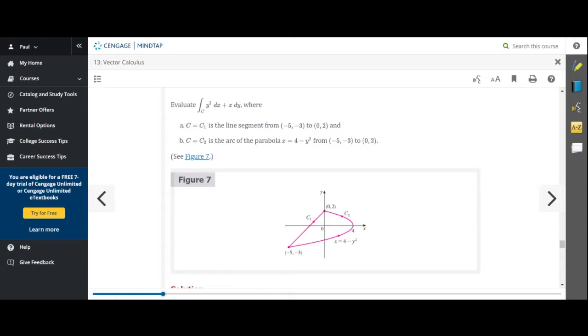Well, what's the independent variable? x equals 4 minus y squared. Is the independent variable the x or the y? Based on the function, x is a function of y, right? For curve C2, x is a function of y. So it seems clear that we would want to let y be the parameter, since x is a function of y.